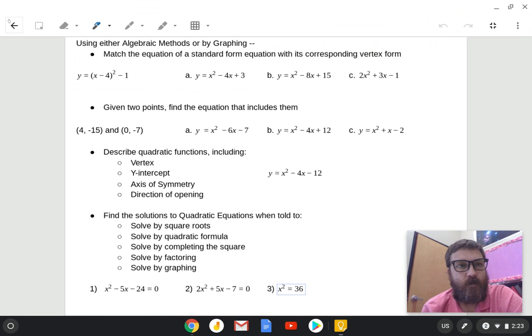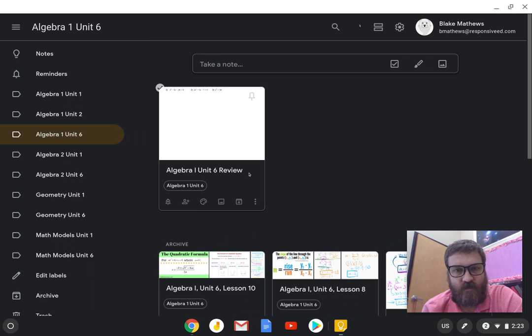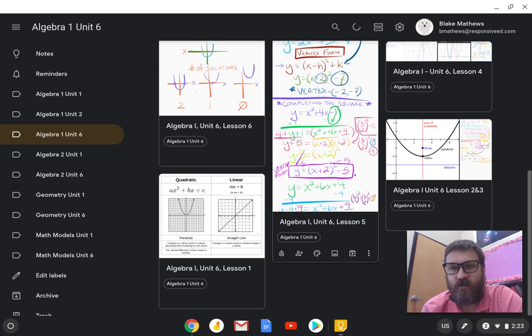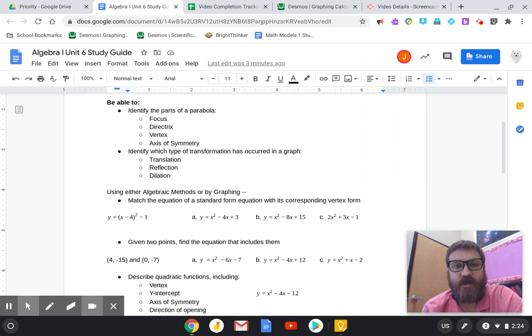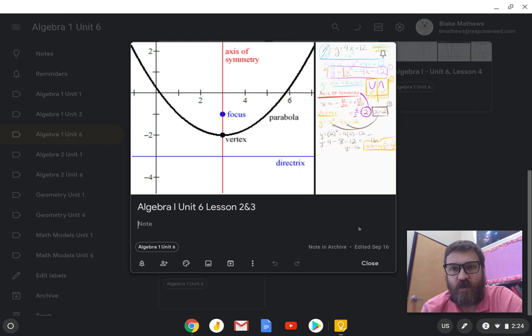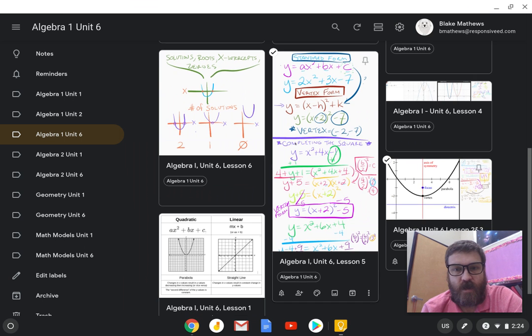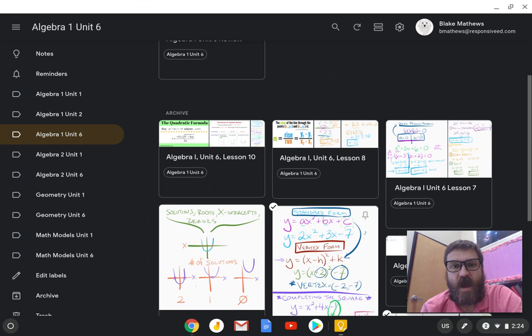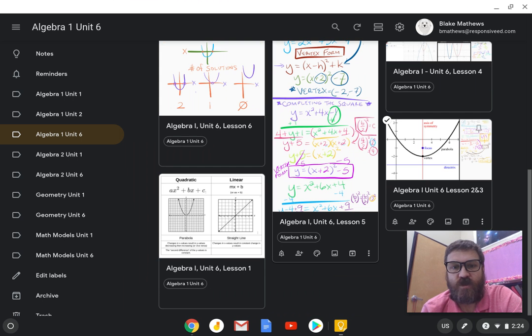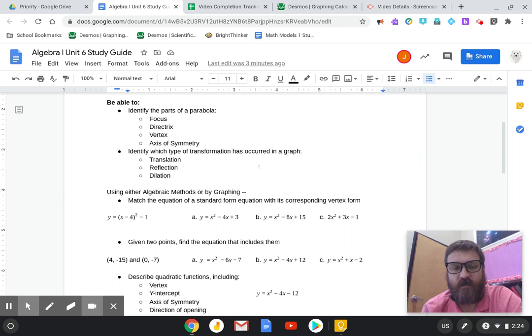To remind you, we went over that, and there is some information in the notes about that from lesson 2 and 3. You see a diagram right there. So you should be able to use that. You need to know what type of transformation has occurred in a graph. Those are the 3 basic types of transformations that we went over. And we discussed that in that lesson, just kind of how to basically tell which type of transformation has occurred. And that's the way they asked it to you in the lesson.